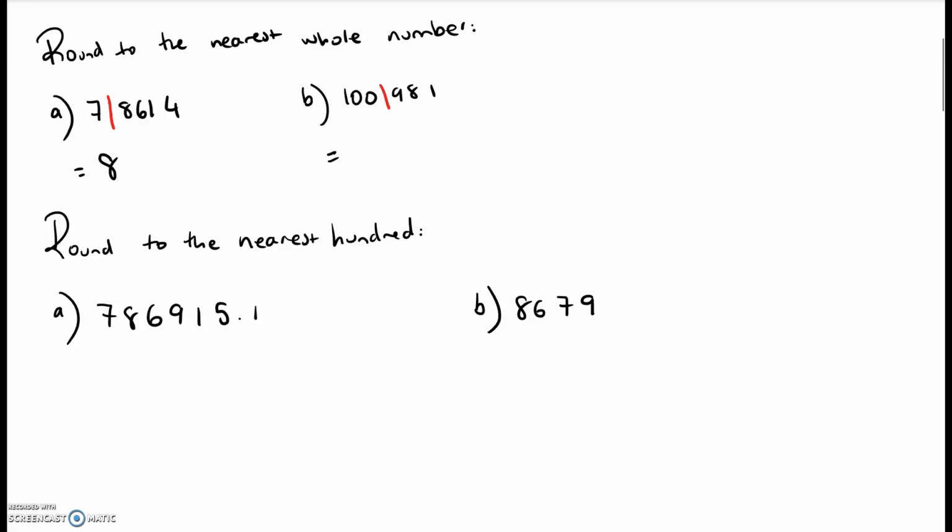Next one, we have 100.98. So again, that 9, the next digit after the line, is bigger than a 5. So that's going to become 101. And again, no decimal places because we're rounding to the nearest whole number.